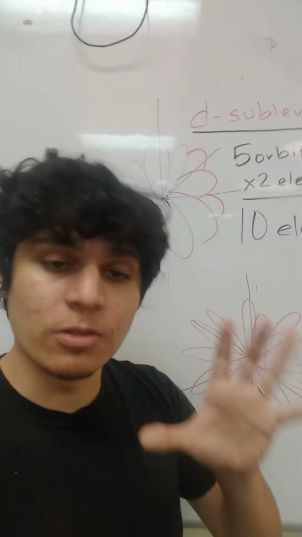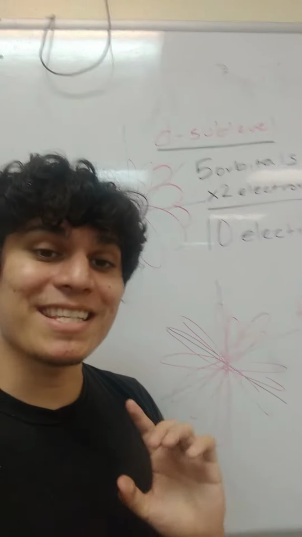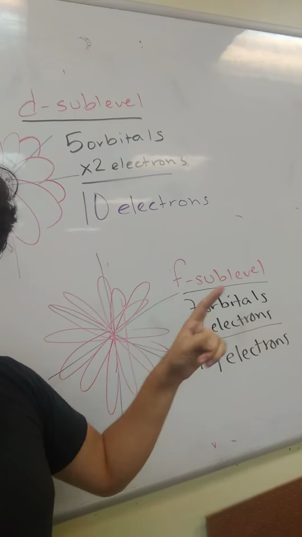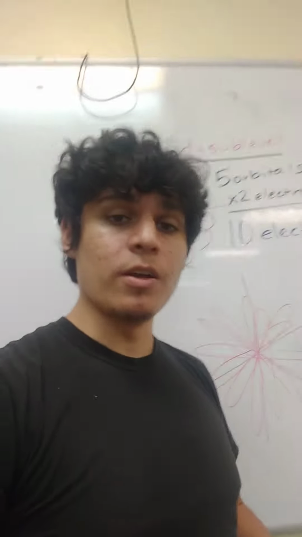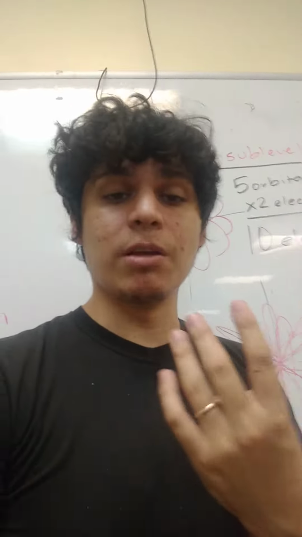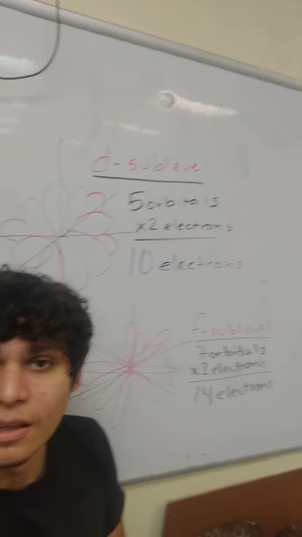And finally you get to the largest one of them all, the f sublevel. The f sublevel has 7 orbitals, okay? And each of those orbitals, again, can hold 2 electrons, so 14 electrons total. And there you have the 4 sublevels, s, p, d, and f.